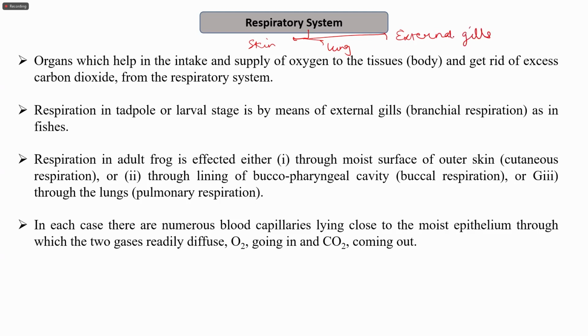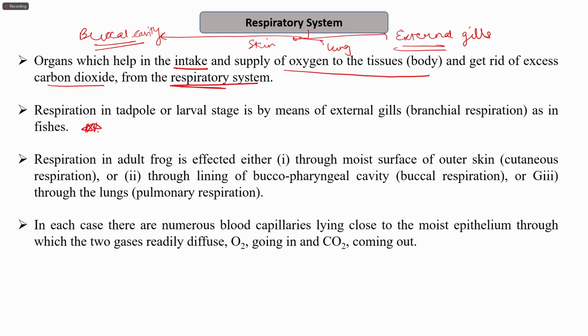We know that pharyngeal gill slits or gills are present at least in one stage of vertebrates. So external gills play an important role in the respiration in tadpole or larval stage. Also, respiration can take place with the help of the buccal cavity, so through the buccal cavity there can also be an exchange of gases. The organs which help in the intake and supply of oxygen to the tissue and get rid of excess carbon dioxide form the respiratory system. So respiration in tadpole or larva is very important.